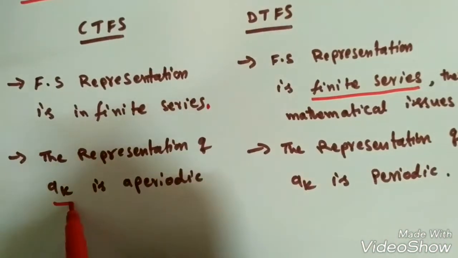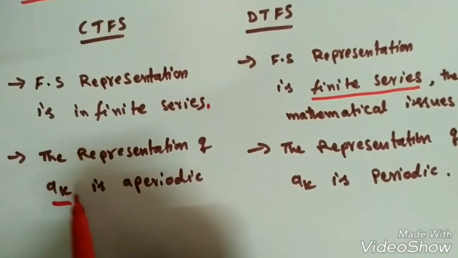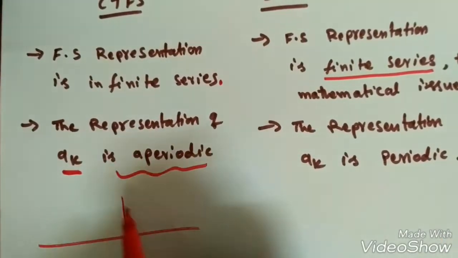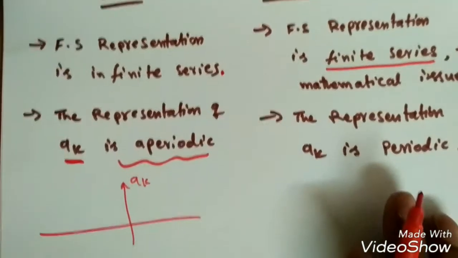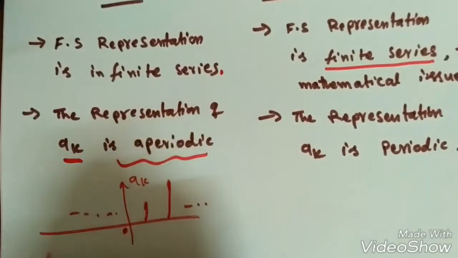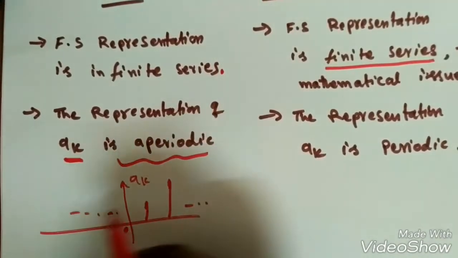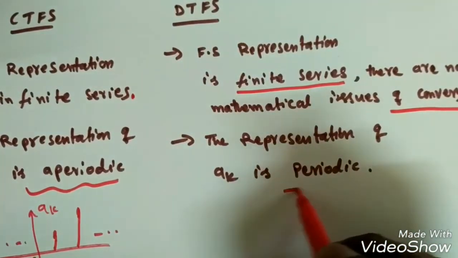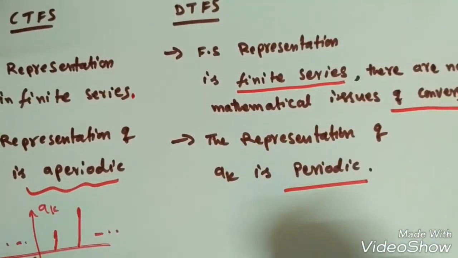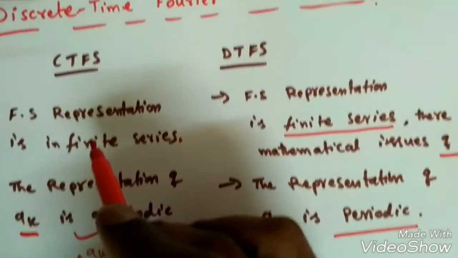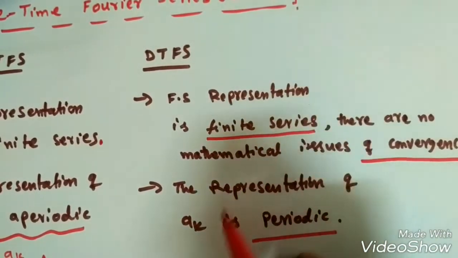Now the representation of a k. Once we find the Fourier series coefficients, we have seen that they are aperiodic in nature. If I draw this a k, it may be something at 0, then something else, and so on. It is an infinite series, but it is not a periodic signal. But in the discrete time Fourier series, the representation of a k is periodic in nature. We'll see how. So these are the two major differences: the continuous time Fourier series is an infinite series and aperiodic, and the discrete time Fourier series is a finite series and it is periodic.